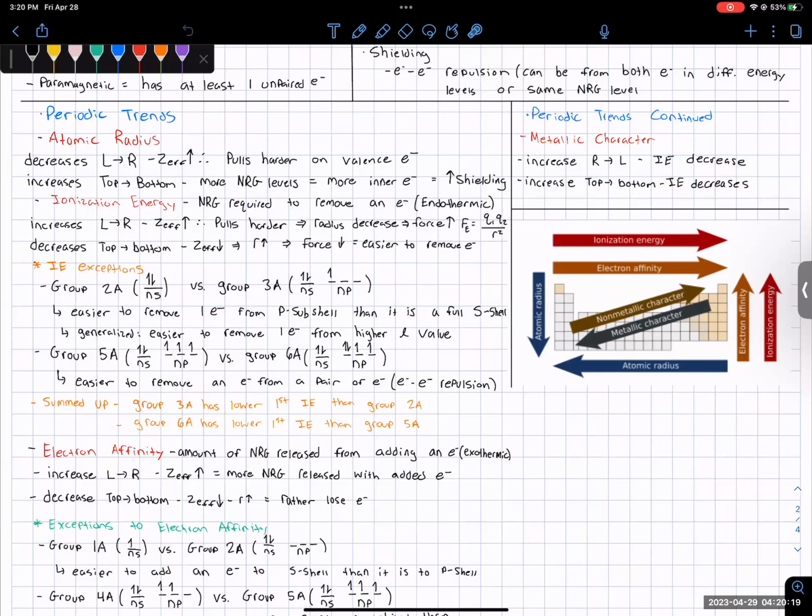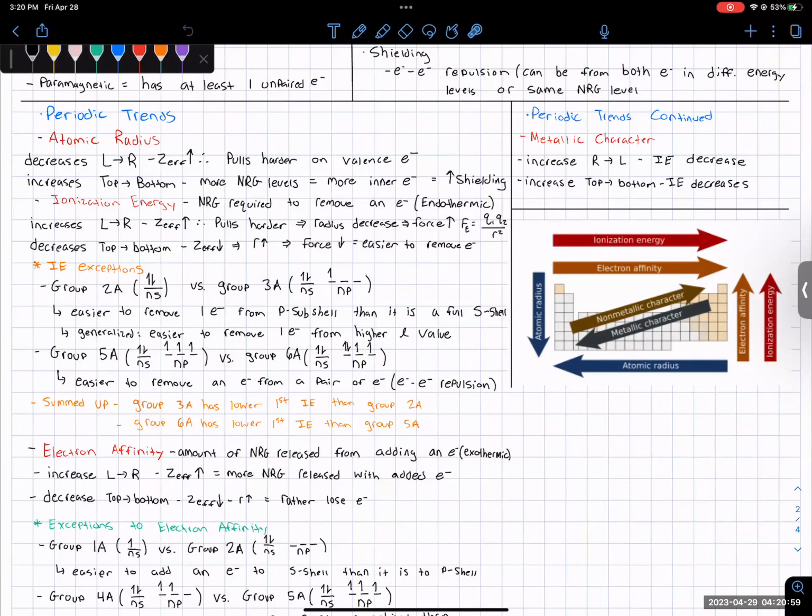Atomic radius decreases from left to right due to increasing nuclear charge. That's basically what Eamon said, where there's more protons in the nucleus, so that pulls in all of the electrons, like a magnet. Yeah, exactly. I didn't do well in physics, but I know what a magnet is. So it also increases as you go down the periodic table. Reason being, there's more energy levels. And because there's more energy levels, there are more inner electrons as well, which increases shielding.